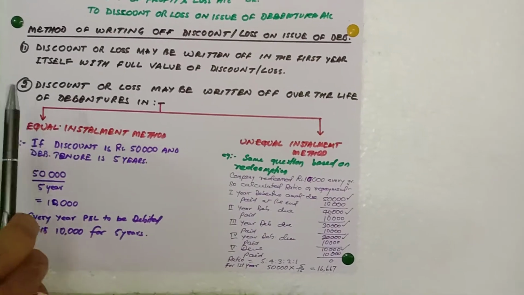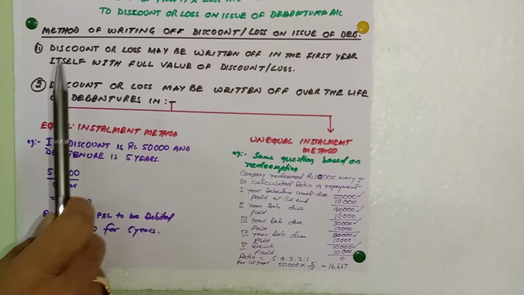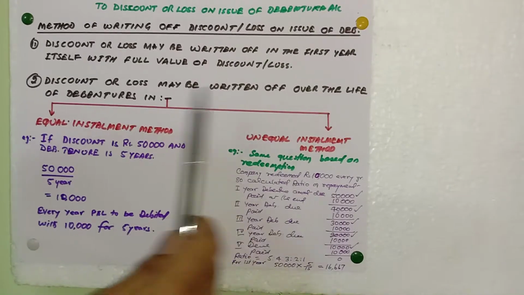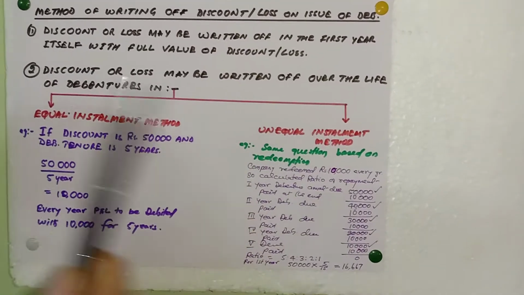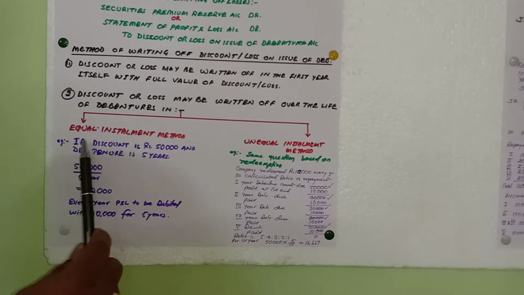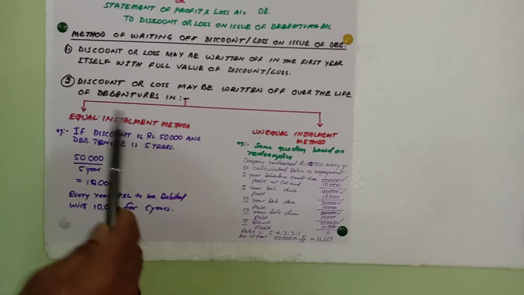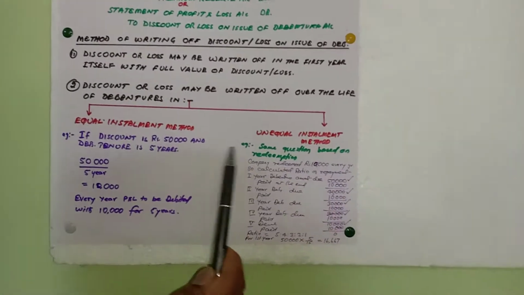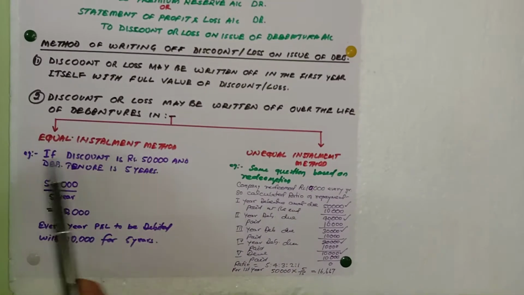Second situation, you can write off losses completely in the life of the debenture, that is for 5 years or 10 years, whatever it is. Now there can be two different methods. One is called the equal installment method, another is called unequal installment. So what is equal installment?